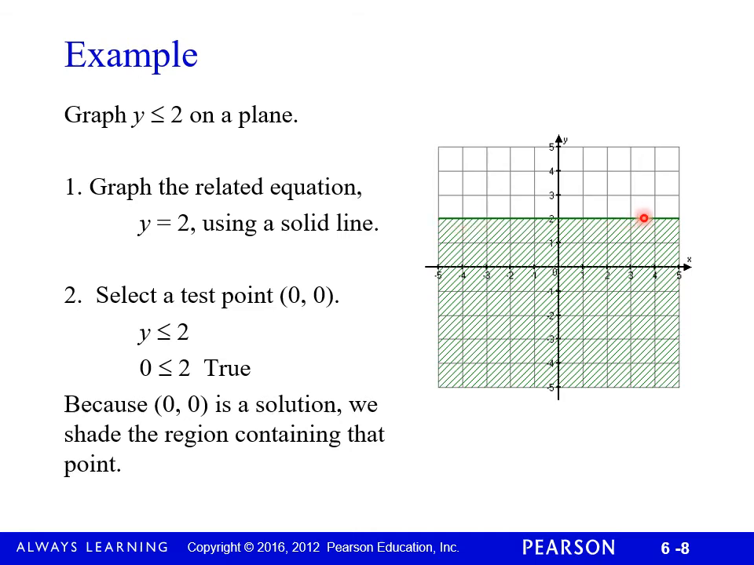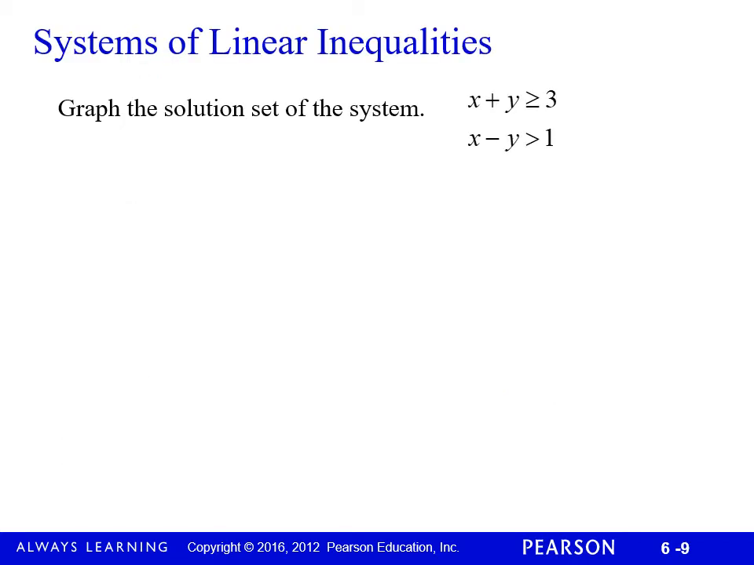y equals 2 is a horizontal line. It is not a point on the y-axis. It is this entire line, which we draw as a solid line because indeed it is less than or equal to. We tested the origin. It was true. So we shade the side of the line that includes that test point.